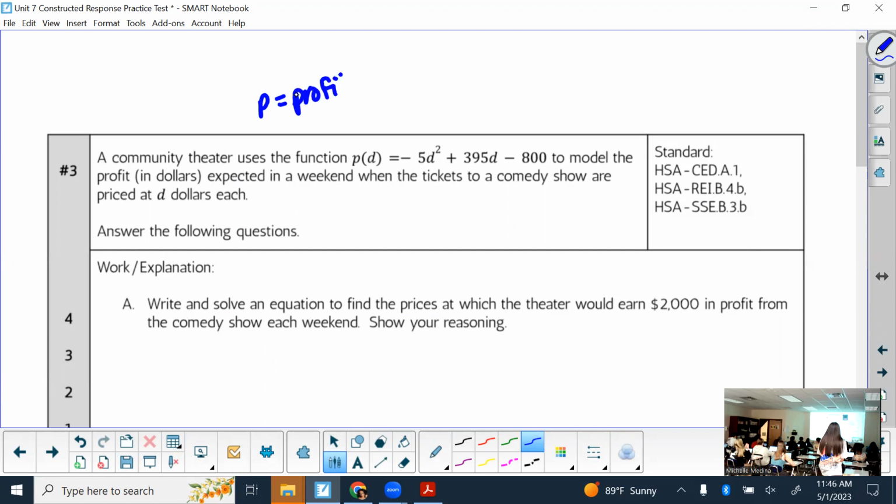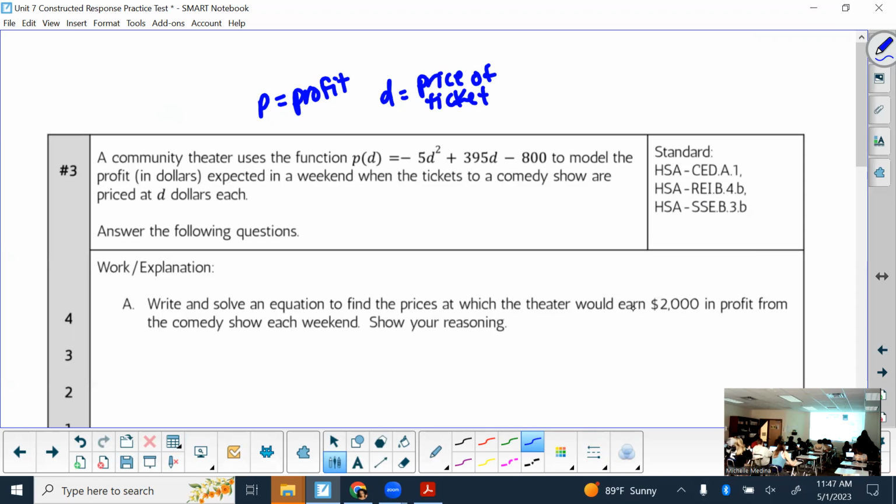Profit. So that's specifically, I don't know how else to describe it, their profit after taking away their costs to put on the show. Profit is all the money they make in addition to that. So then my D stands for what? Dollars, in other words, because profit is in dollars too. So let's just make it more specific. Price of tickets. Okay, so yes, it is in dollars, but that's specifically the price of the ticket.